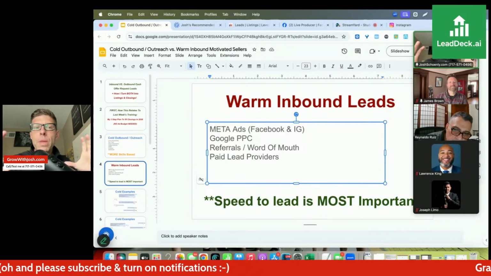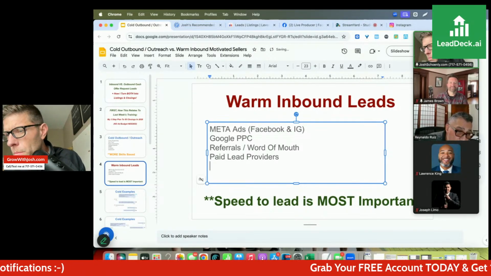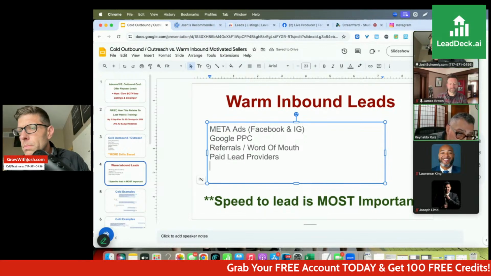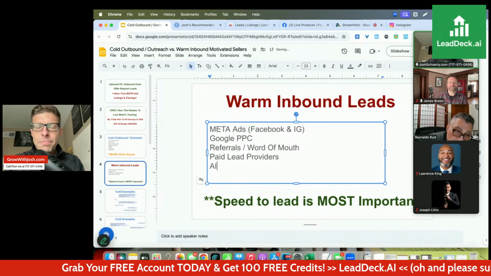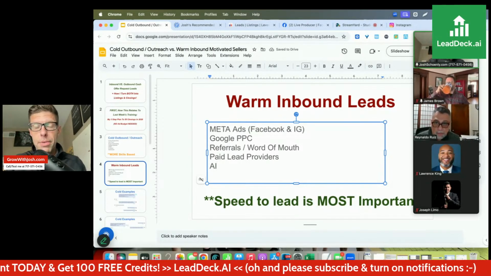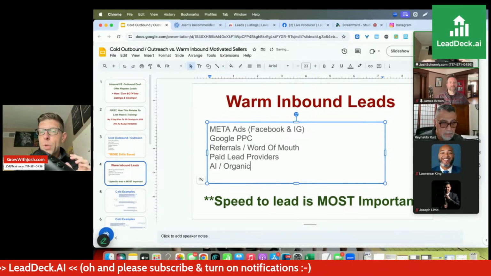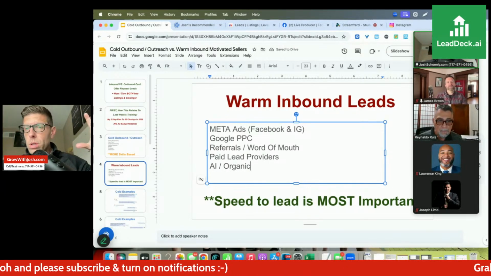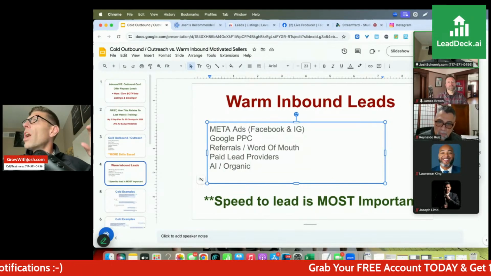Okay, so I might have one more. Yeah, go ahead, Reynaldo. Maybe any idea that will come from AI. Okay, we'll put AI here. Actually, here's how we'll cover that. AI/organic, AIO, instead of SEO or AEO. Is it AEO?